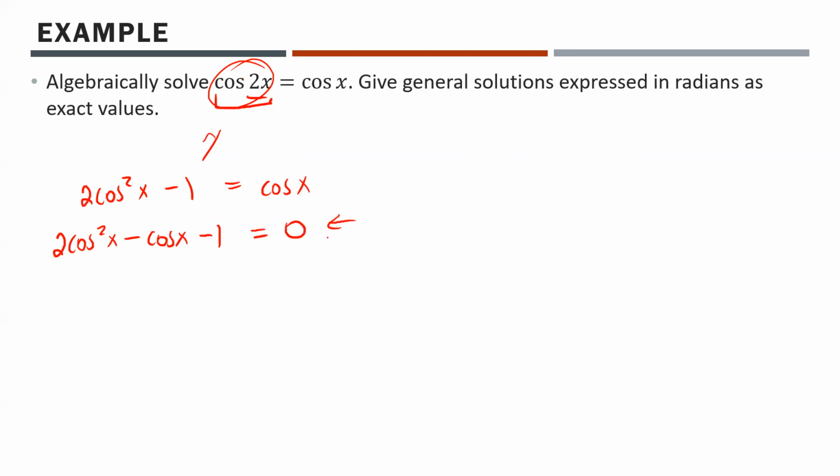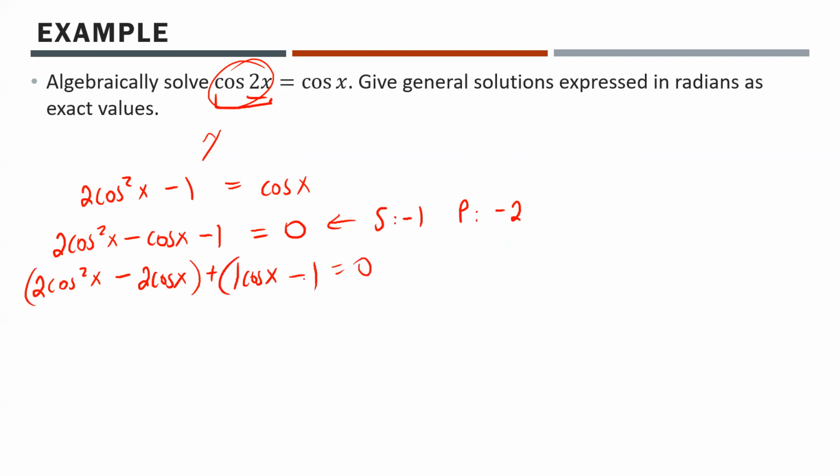Once again, this is an adapted sum product rule question. We're looking for two numbers with a sum of your middle number, so a sum of -1, and a product of your first number times your last number, so a product of -2. Pretty sure that would be -2 and +1. So we can split apart our middle term. We can say this is 2 cos squared x minus 2 cos x plus 1 cos x minus 1 equals 0, and then put brackets around the first two and brackets around the last two.